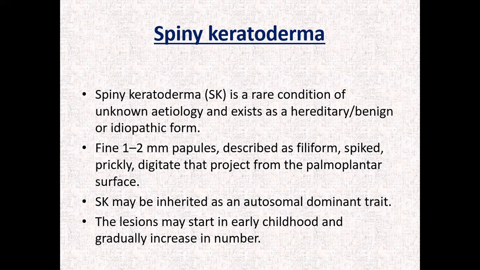The spiny keratoderma. Spiny keratoderma is a rare condition of unknown etiology and exists as a benign hereditary idiopathic form. It is characterized by 1 to 2 mm papules, which are described as filiform, spiked, prickly, digitate, and project from palmoplantar skin. It is an autosomal dominant trait and lesions are seen in early childhood. So the spiny keratodermas are even smaller than the punctate keratodermas, with spiny appearance and small keratotic lesions.